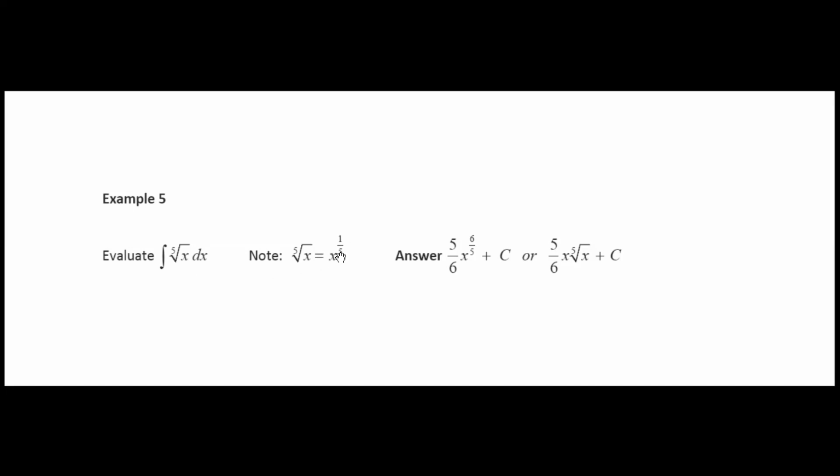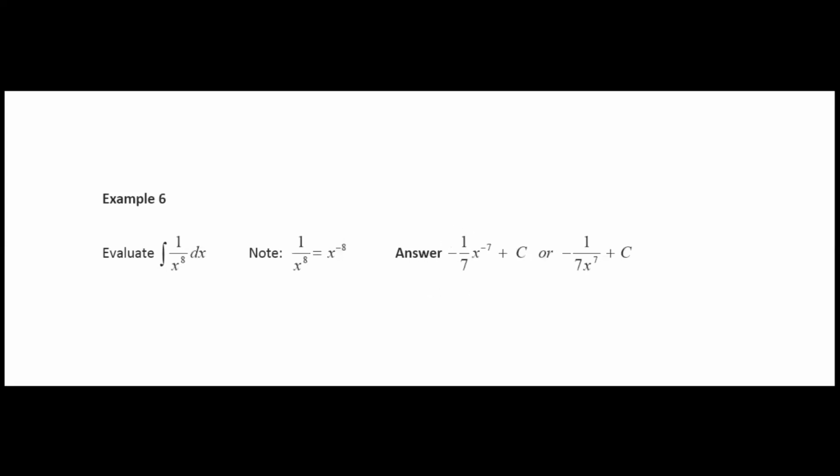Now you're ready. Add 1 to 1/5. Think of the 1 as 5/5. Added to 1/5 is 6/5. Divide by 6/5. You invert and multiply. 5/6 x to the 6/5 plus c, or 5/6 x times the 5th root of x plus c, or several ways of leaving the answer. Okay, any of these are good answers. Okay, but make sure you can get to this point.